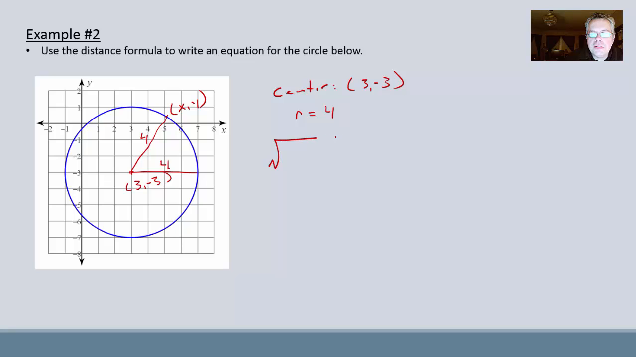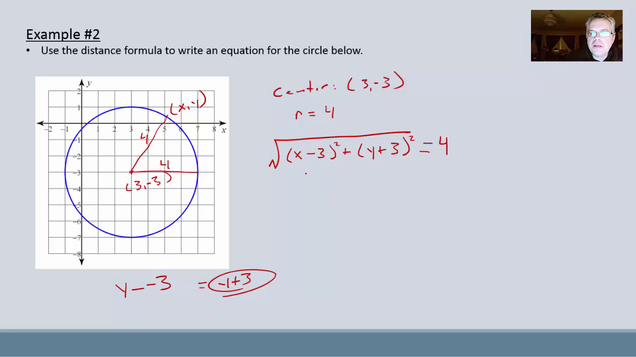Okay, here we go again. Distance formula. Square root of x minus 3 squared plus y minus a negative 3. I don't like y minus a negative 3. I mean, I could put that there. That's what we have. We have to subtract the y coordinate from this point. But that's the same as y plus 3. So I'm going to use y plus 3 here. It's a little bit nicer. Squared. Subtracting a negative is the same as adding a positive. Equals the radius. So it's saying the distance from x, y to 3, negative 3 equals 4.